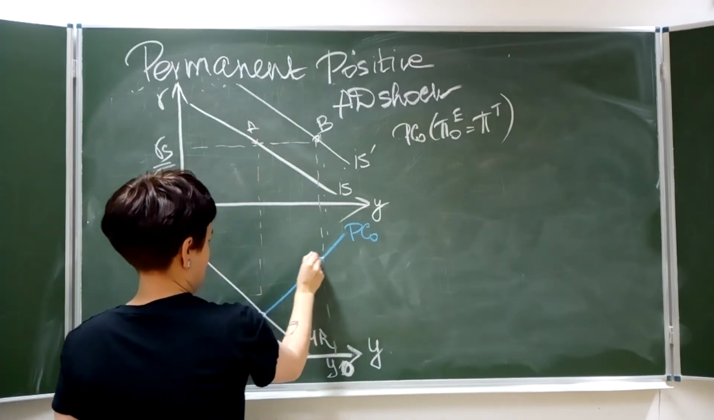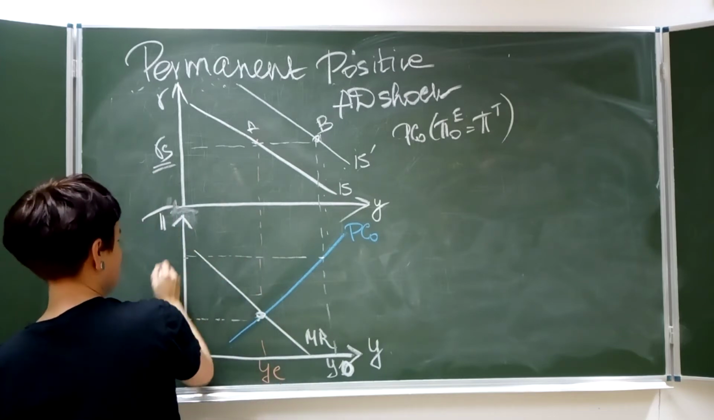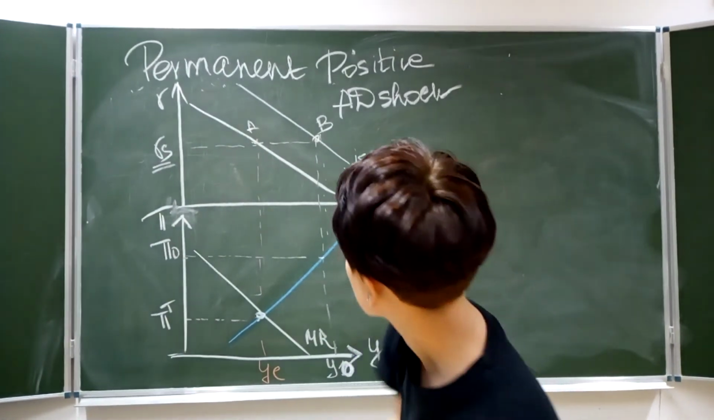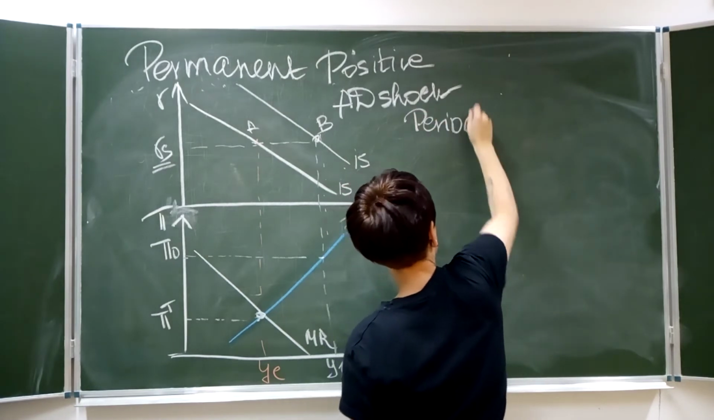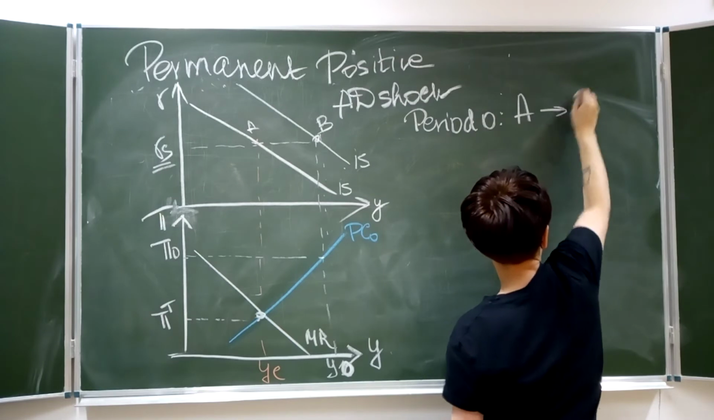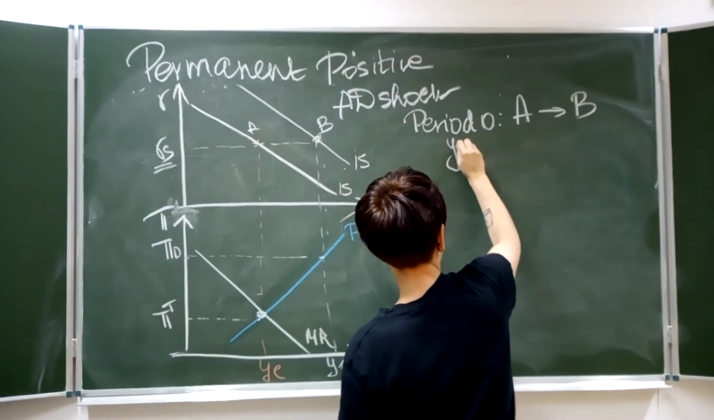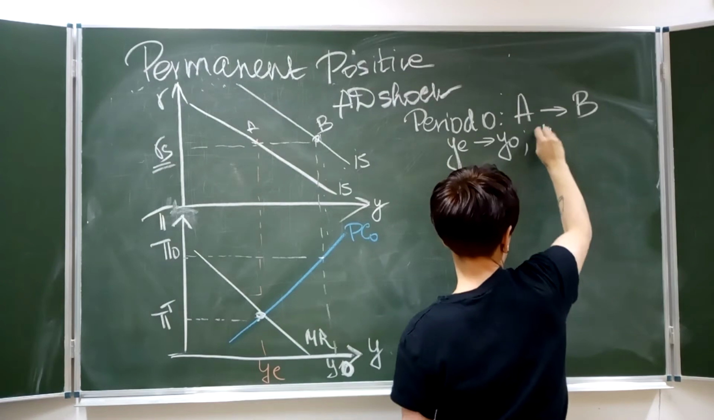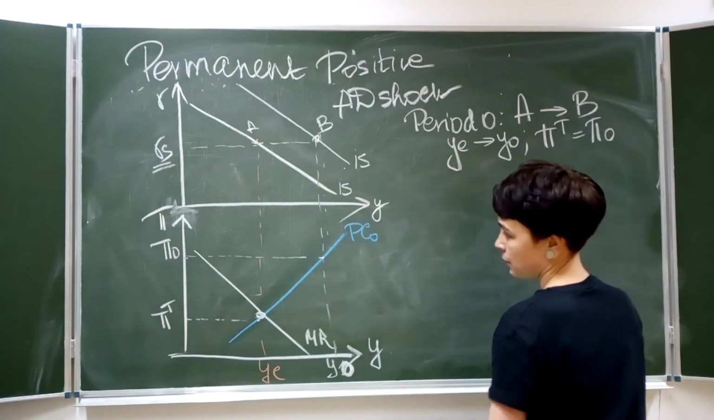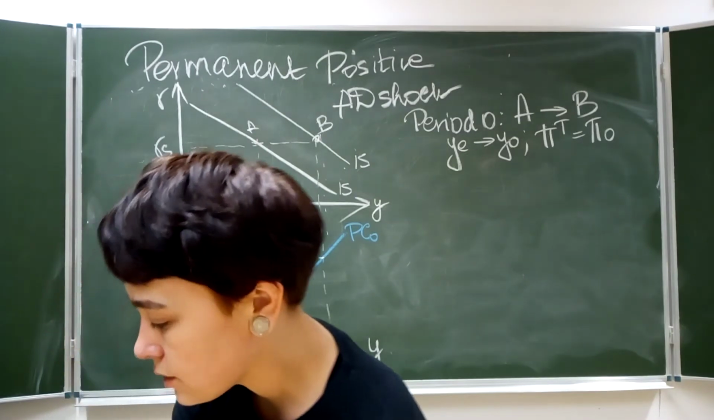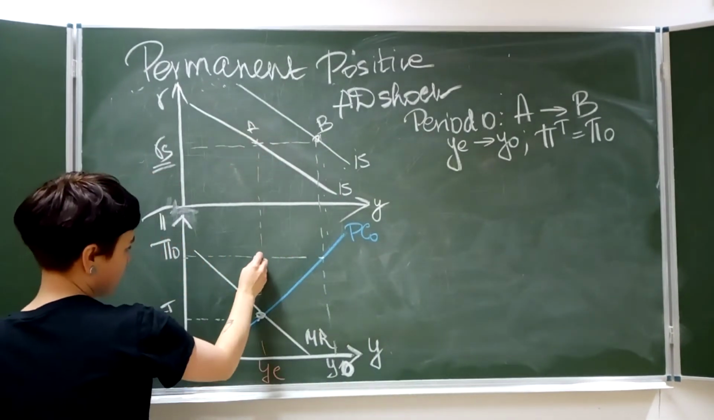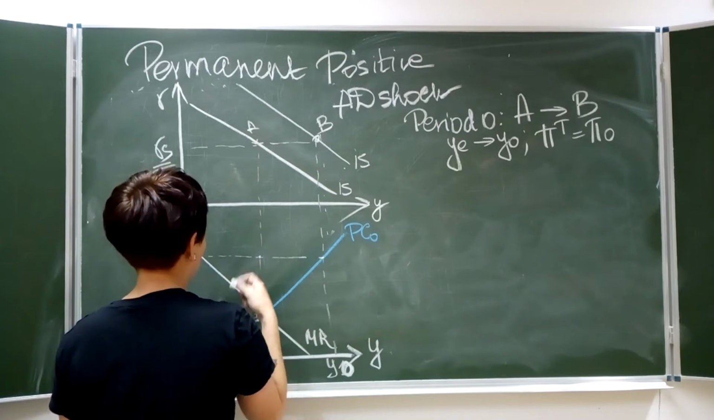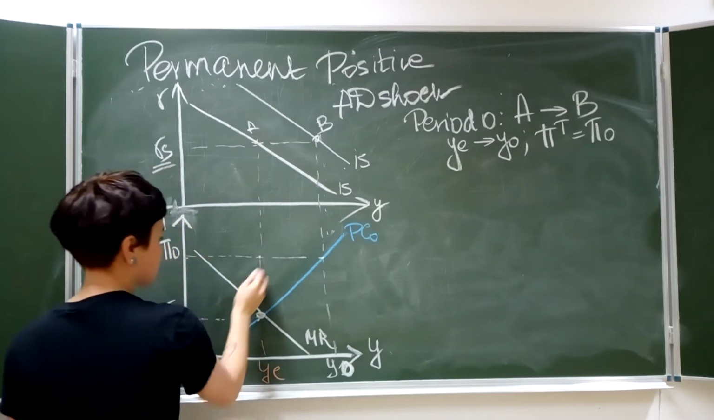And we have level of inflation in period 0, which is pi 0. So just to summarize, what happens in period 0? Basically, moving from point A to point B, output moves from potential output to Y0. We end up the period with inflation equal to pi 0. And in order to define interest rate in period 0, we have to predict the shape of the Phillips curve in the first period first.